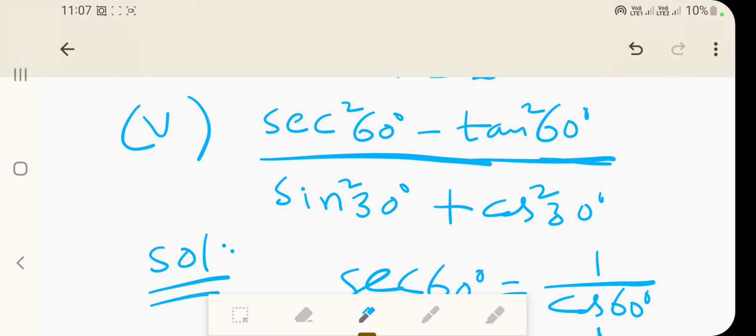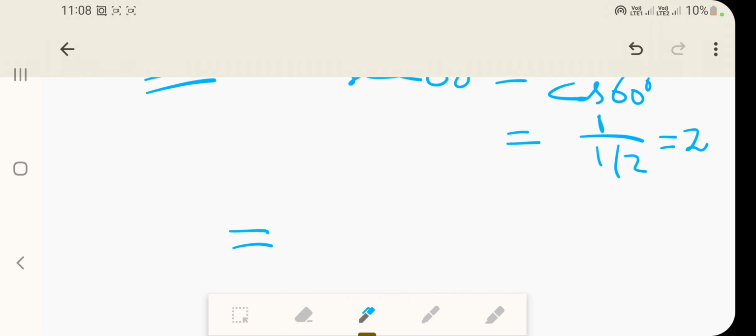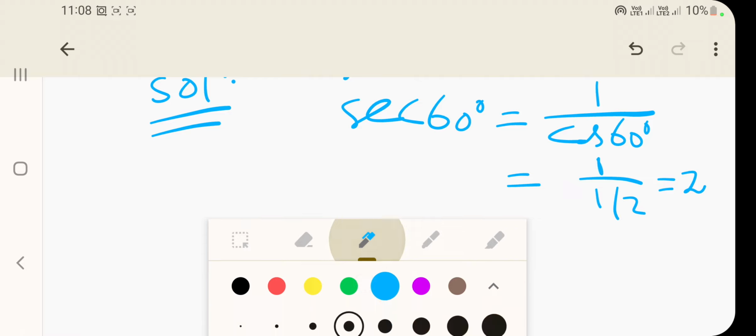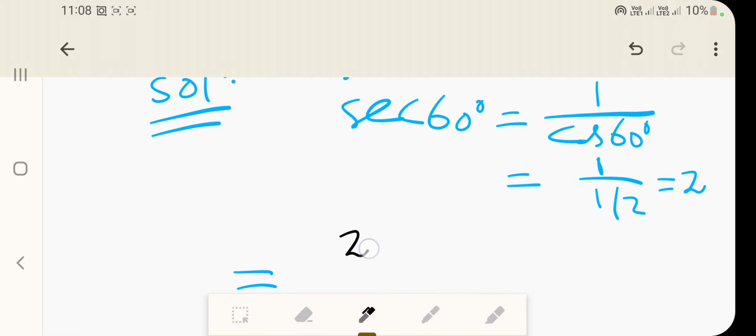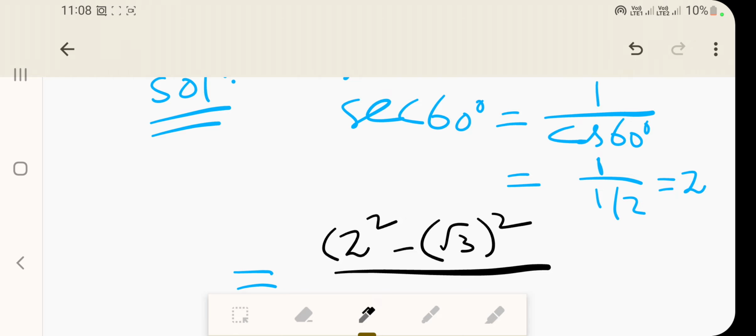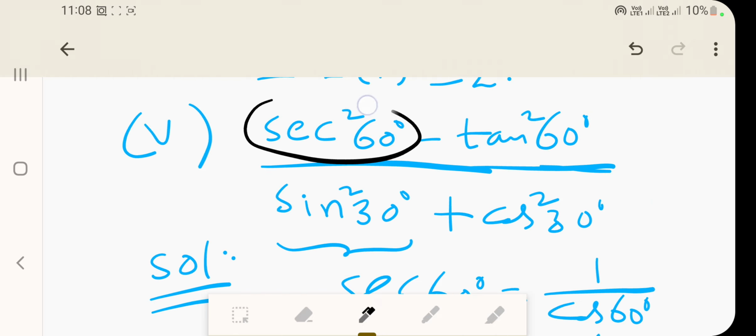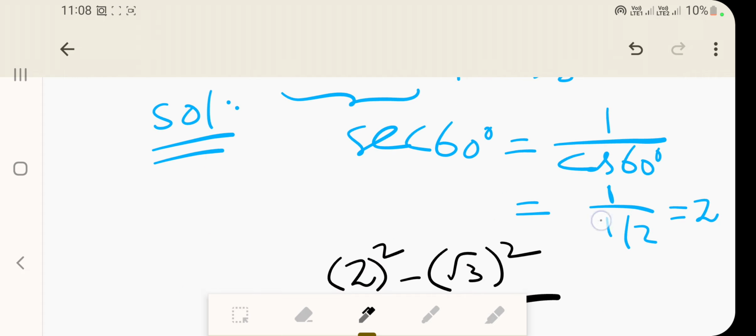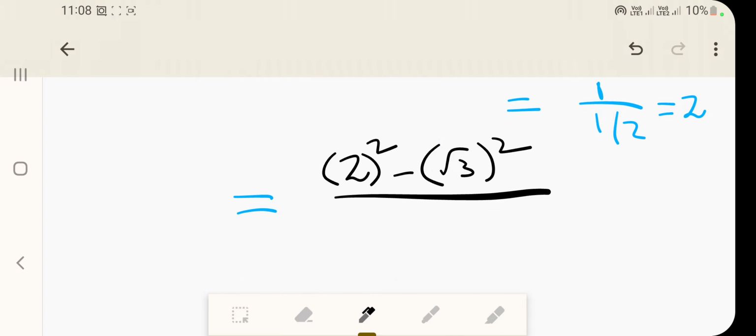And tan 60, we know that it is root 3. Sin 30 is 1 by 2. Sin 30 square is 1 by 2 square. Cos 30 is root 3 by 2. Cos 30 square is root 3 by 2 whole square. Okay. So now if you substitute the values, secant 60 is 2, minus tan 60 is root 3, and this is also squared, because we have secant square 60, all are squares: secant square, tan square, sin square, cos square. So 2 square minus root 3 square.